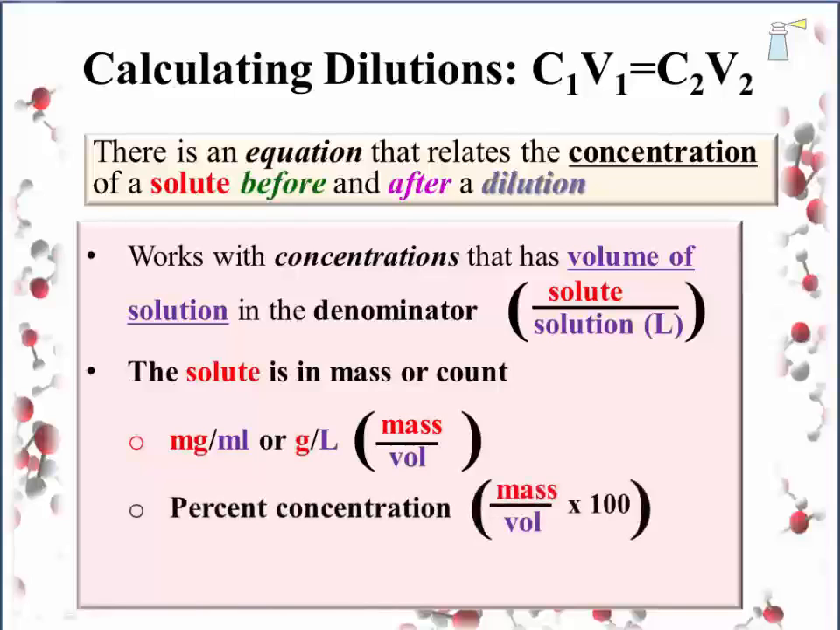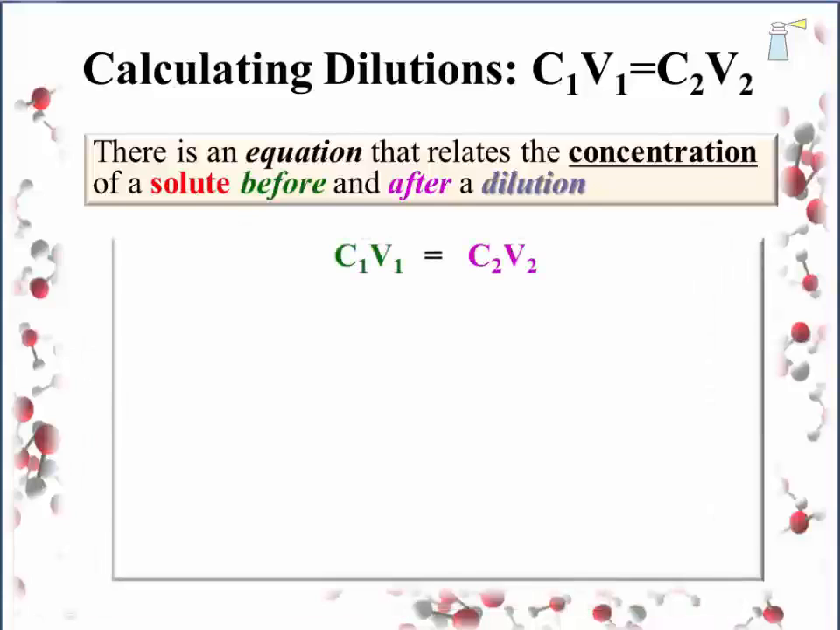Also percent concentration, the weight to volume kind. And the molarity scale, moles per liter, with moles being a unit of count. The key is that the concentration be given with volume in the solution. So what is the magical equation that relates the concentration of a solute before and after dilution? Simply, C1V1 equals C2V2.